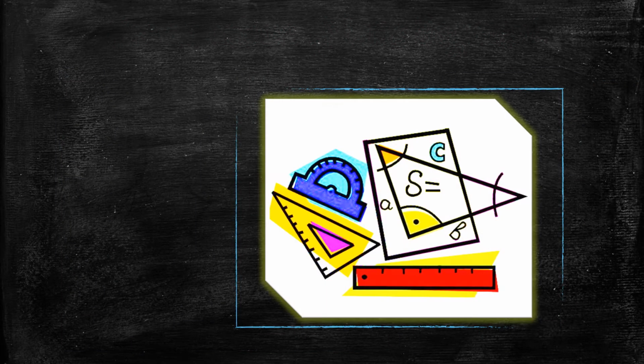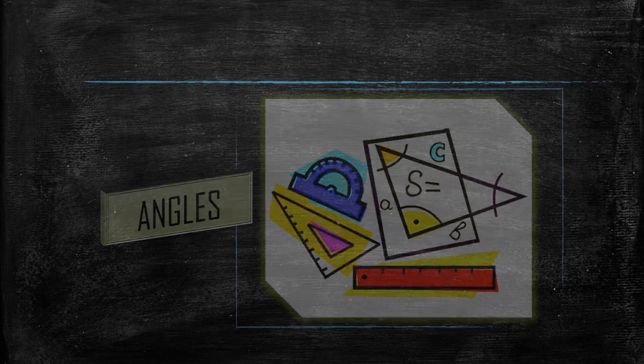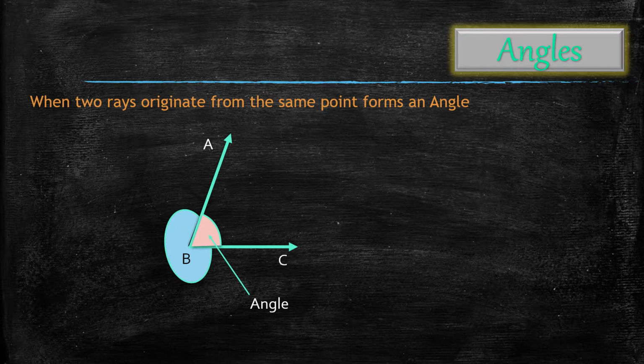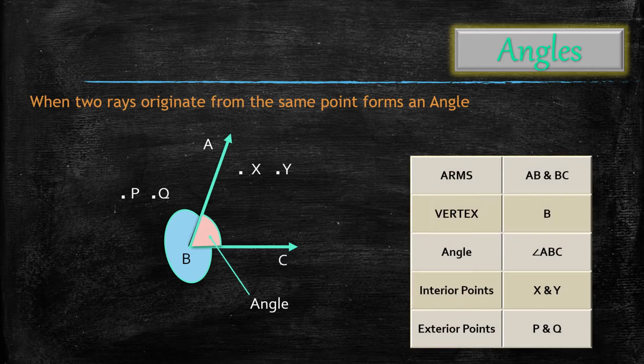Now we are moving on to angles. When two rays originate from the same point, they form an angle. Here AB and BC are the two rays that form an angle. The part inside the angle is called the interior of the angle and the outer side of the angle is called the exterior of the angle. The points inside the angle, like point X and point Y, are called interior points of the angle, and point P and point Q are the exterior points of the angle.